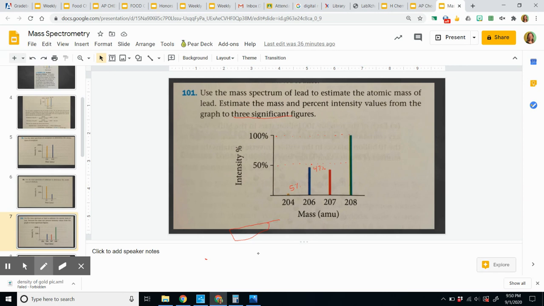This one is about 40%, and this one is 100. Okay, so to estimate the mass, we're going to have a lot of work to do. We have 204. Okay, and actually I'm going to do that on the left side.